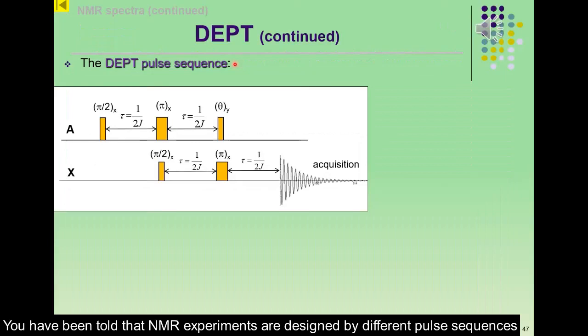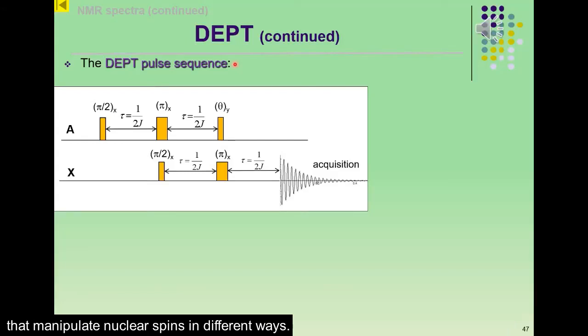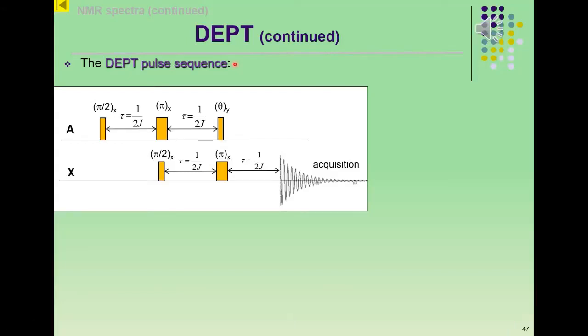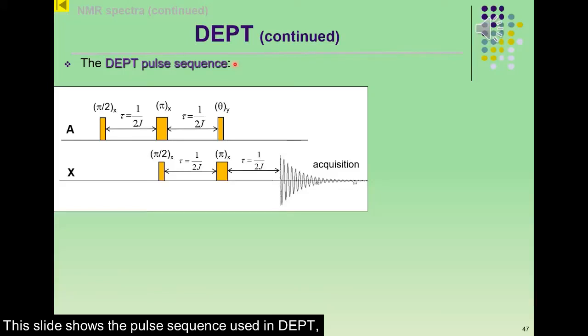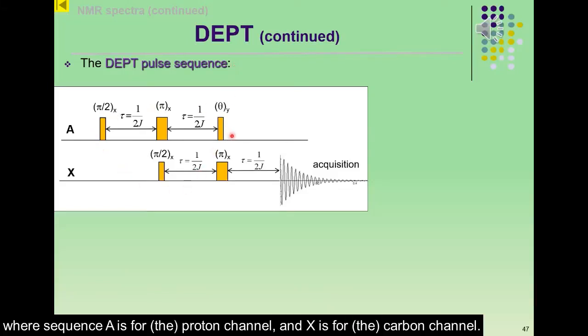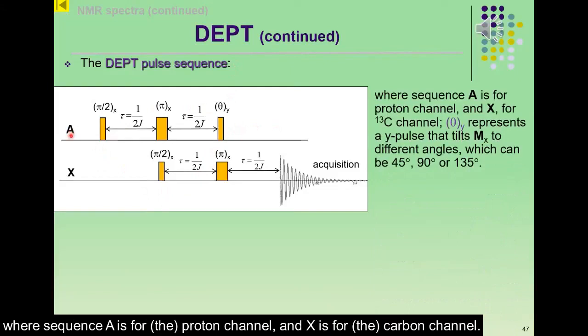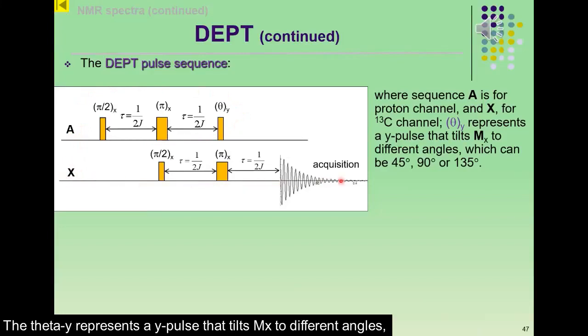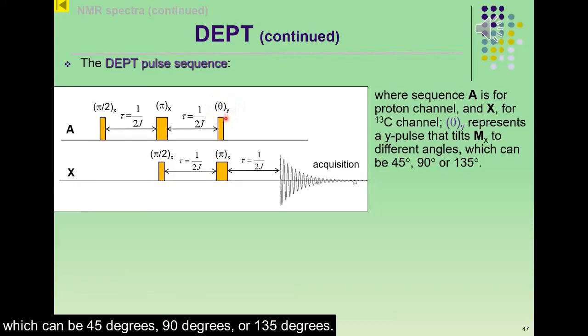You've been told that NMR experiments are designed by different pulse sequences that manipulate nuclear spins in different ways. This slide shows the pulse sequence used in DEPT, where sequence A is for the proton channel and X is for the carbon channel. The theta Y represents a Y pulse that tilts MX to different angles, which can be 45 degrees, 90 degrees, or 135 degrees.